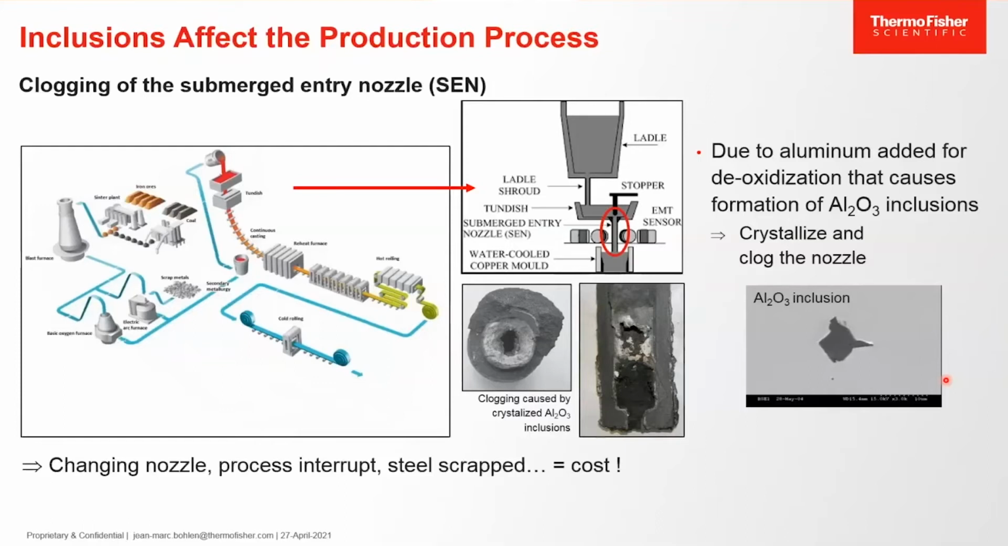Steel makers, you can see a few pictures. That's very interesting. Here you see the effect of inclusions crystallized in this nozzle. So the steel makers have to change that. The process is interrupted, and in many cases, some steel has to be scrapped. So this is all very costly.